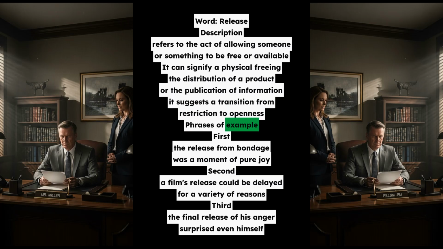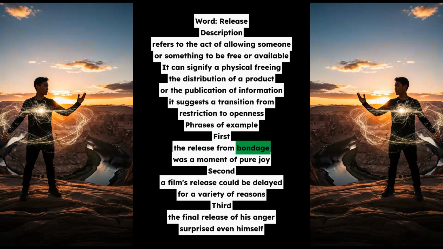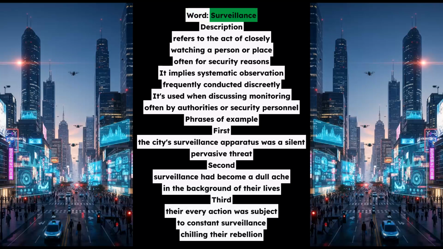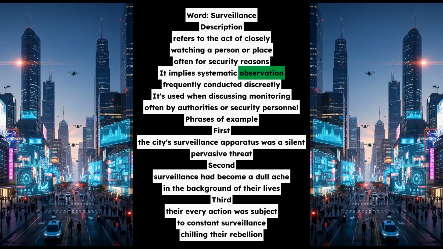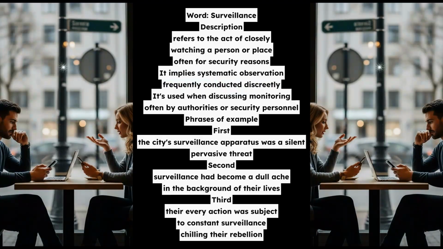Word: surveillance. Description: refers to the act of closely watching a person or place, often for security reasons. It implies systematic observation, frequently conducted discreetly. It's used when discussing monitoring, often by authorities or security personnel. Phrases of example. First, the city's surveillance apparatus was a silent, pervasive threat. Second, surveillance had become a dull ache in the background of their lives. Third, their every action was subject to constant surveillance, chilling their rebellion.